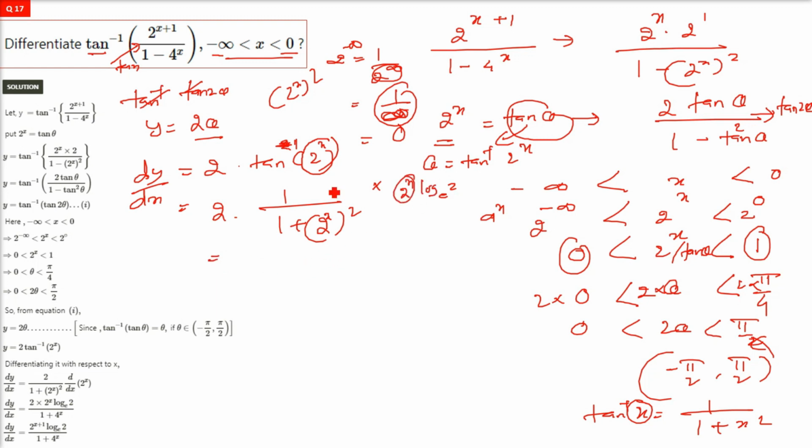So what all we got? 2 to the power x and 2 you can combine. It will be 2 to the power x plus 1, and log base e 2 will be there, over 1 plus 4 to the power x. In the next question which is upcoming, most of the things will remain the same. So this is the final answer of this question.